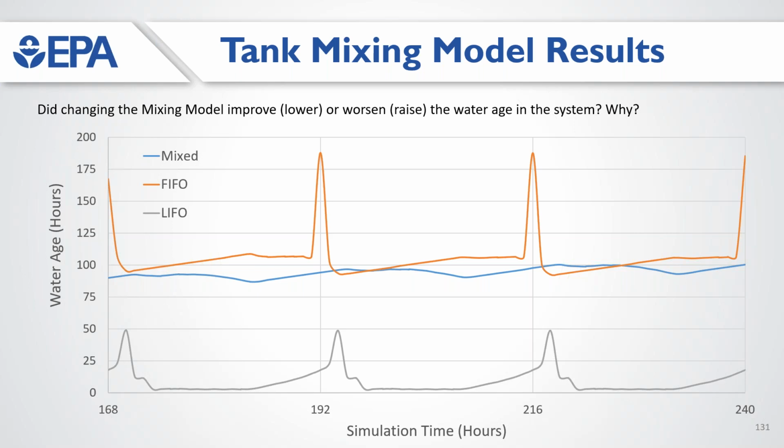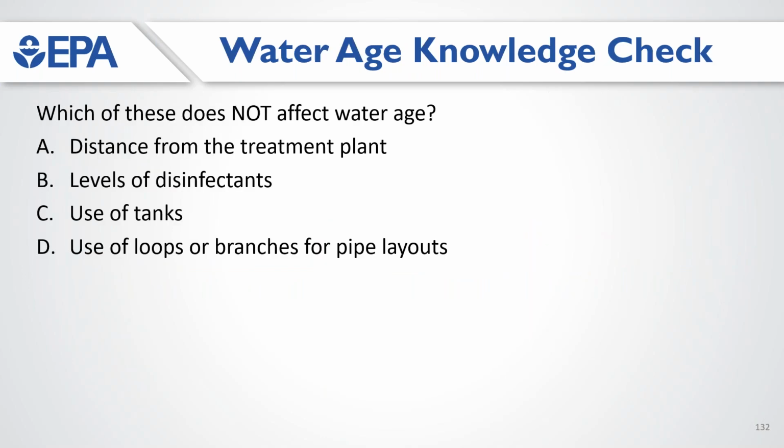Note though, the mixing model should be chosen to reflect how your physical tank is designed and operated. This exercise just shows how different types of tanks affect the system differently. Unfortunately, changing the mixing model in your model doesn't magically improve your physical system. That'd be awesome if it did though. And now we're at the end of the water age application section.